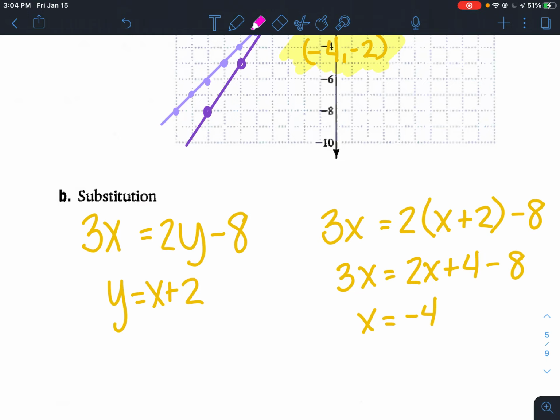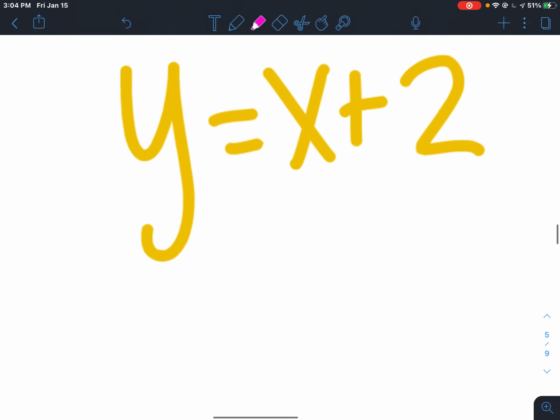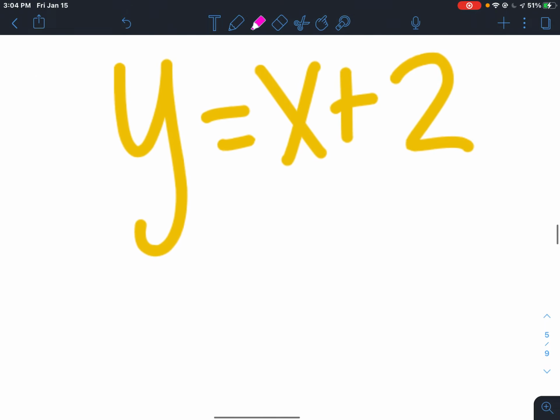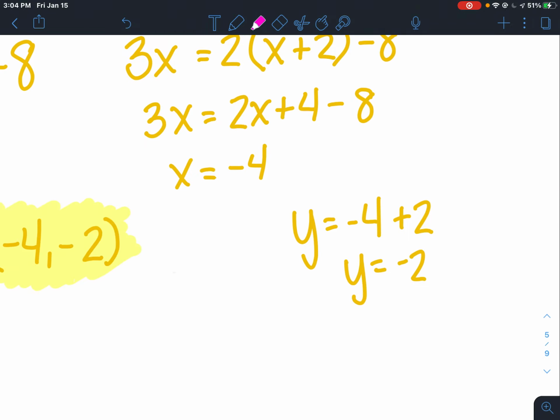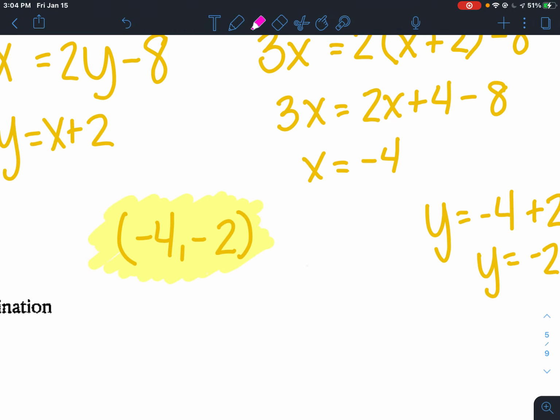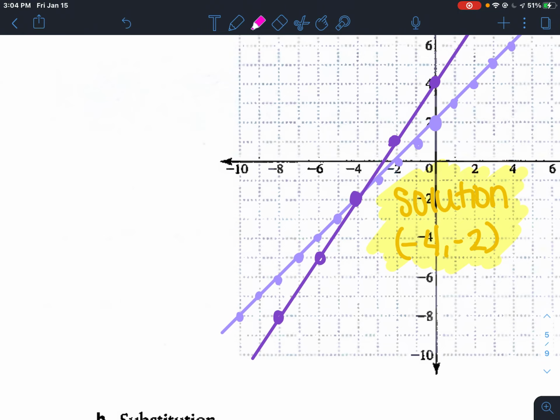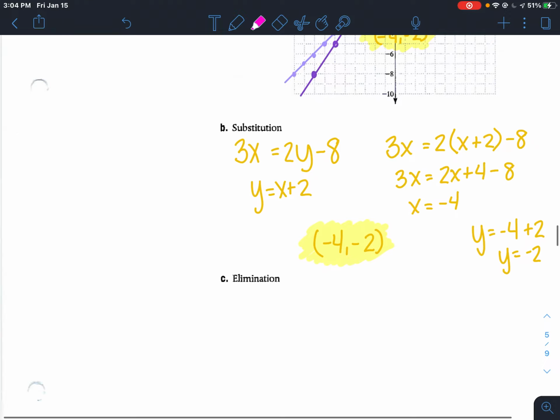x equals negative 4. I need to take that negative 4 and plug it back in for x to solve for y. So I went back to this equation right here, plugged in negative 4. Negative 4 plus 2 equals negative 2. So my solution is (-4, -2). So even though my lines were slightly off, those solutions do match each other. So I wasn't too far off.